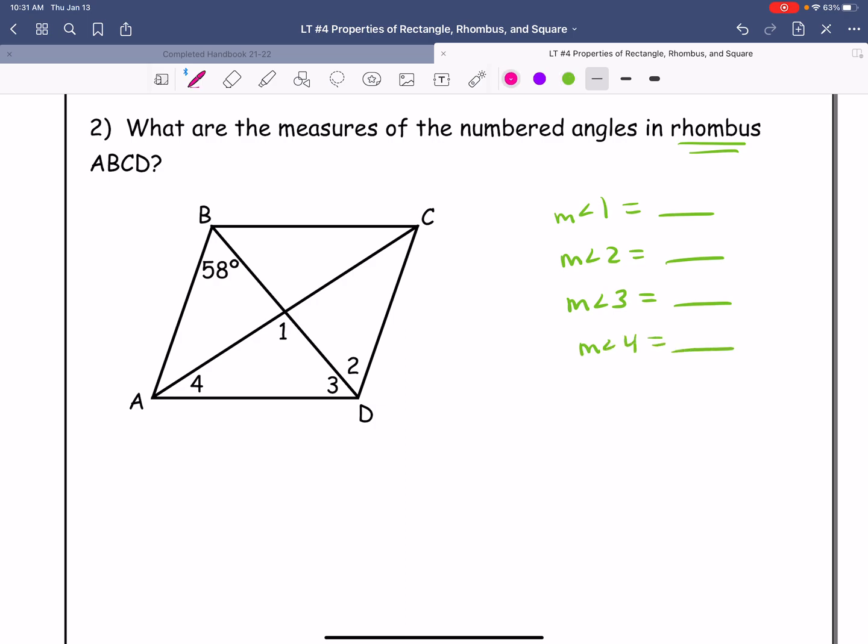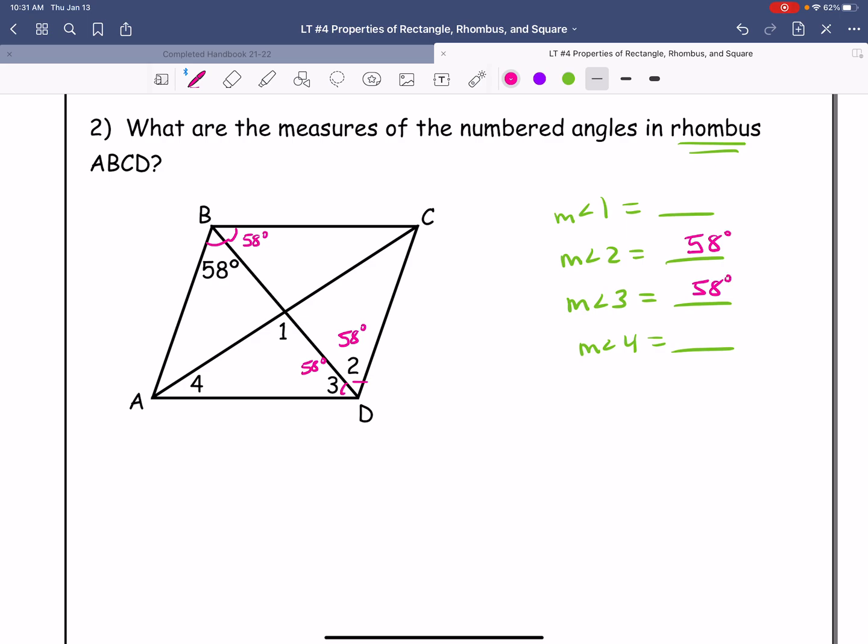Okay, now that you finished this, we've got 58 degrees here. This one is also 58 degrees because it's a rhombus. Diagonals bisect the angles. This is a parallelogram. A rhombus is a type of parallelogram. So these are both 58 as well. So we get 2 and 3 are 58 degrees.